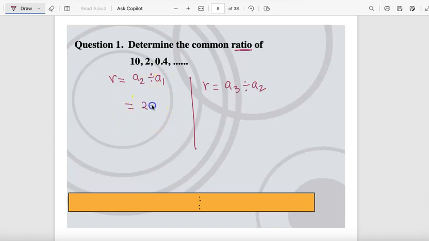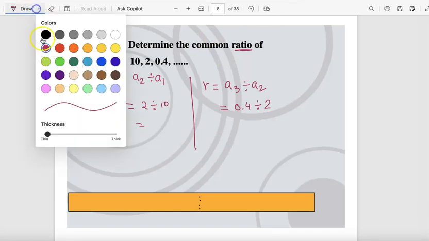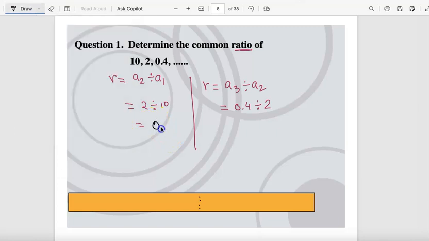So second term is your 2, and you divide it by what? 10 over here. And in this case, this is your 0.4, and you divide by 2. I want you to pause this video and use your calculator to find the answer over here, and then check your answer with my answer. So my answer, what I got over here, when I divide, this will be my 0.2 and this will be my 0.2.